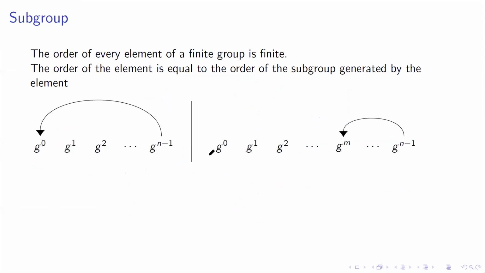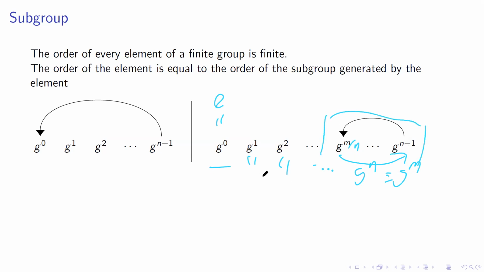Okay, so I have this beautiful diagram here. We have g^0, which is equal to the identity element, and g^1, g^2, and so on. We let g^(n-1) be followed by the next element, g^n, and g^n is equal to g^m. So if g^n is equal to g^m, then this cycle will continue right here. And if this is true, then we can never get back to g^0.